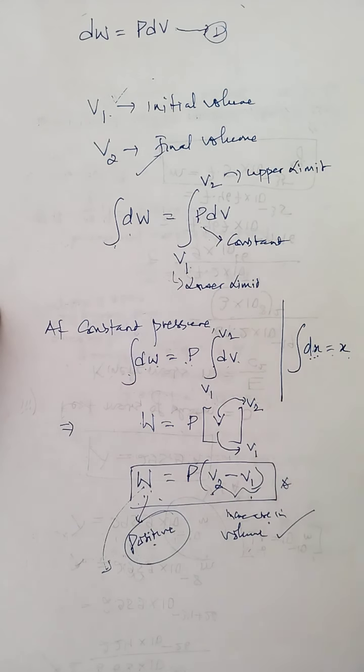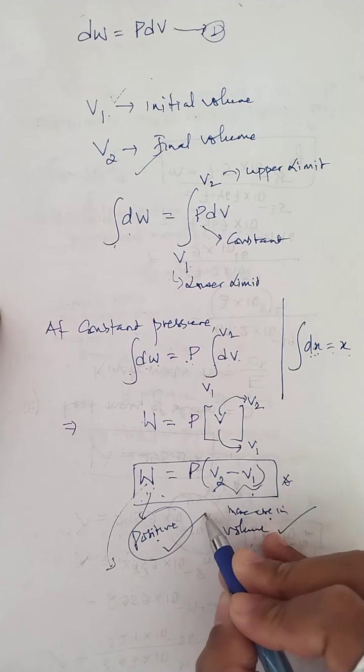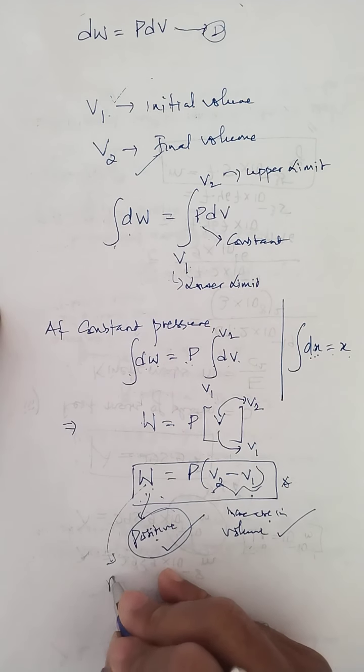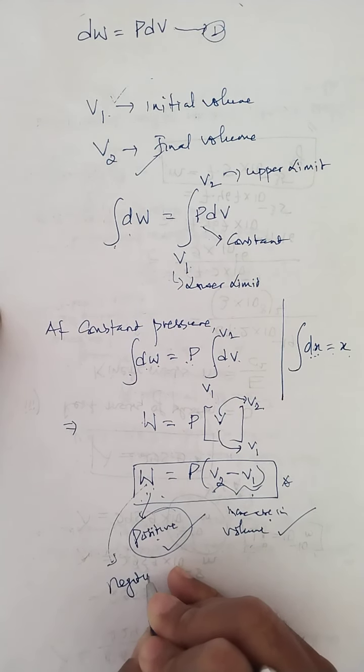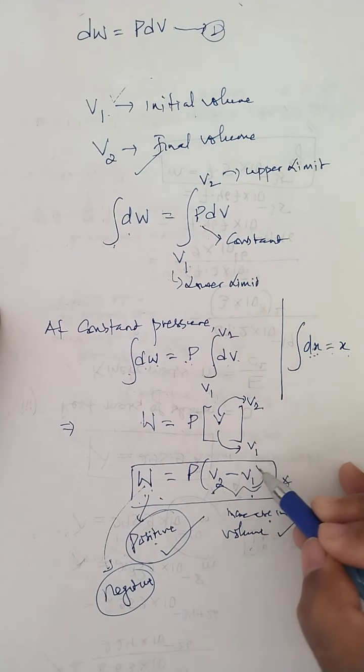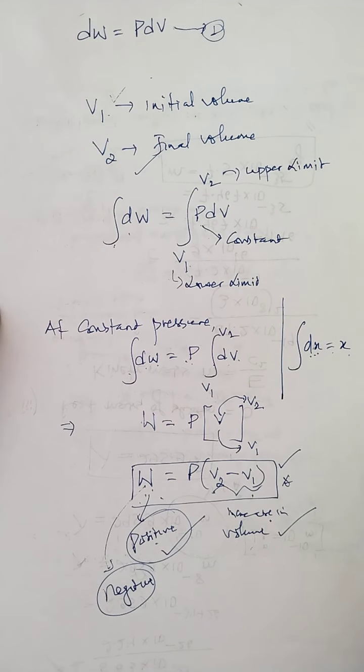So work can be done on the system, work is done by the system. But when work is done by the system, that work done is positive. When work is done on the system, that work done is what? Negative. But this is the expression of work done by the system at constant pressure. So this is the concept of work done by the pressure, work done by the system. Now in the next YouTube video, you learn about the concept of internal energy.